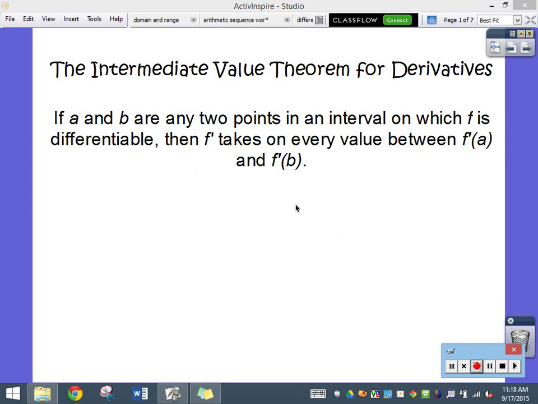Hello, this is Mrs. Taylor, and I'm going to introduce you to the intermediate value theorem for derivatives. This theorem states that if a and b are any two points in an interval on which f is differentiable, then f prime takes on every value between f prime of a and f prime of b.